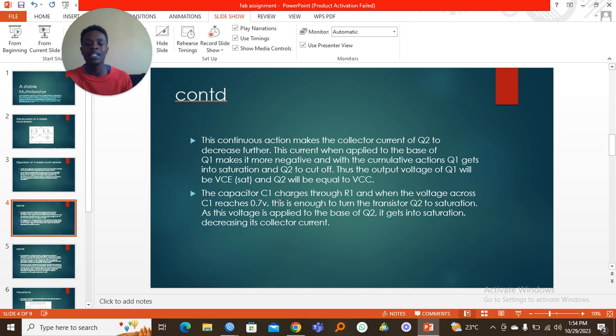The capacitor C1 charges through R1, and when the voltage across C1 reaches 0.7 volt, this is enough to turn transistor Q2 to saturation, as this voltage is applied to the base of Q2. This 0.7 volt is the voltage used to bias the transistor so that it can start conducting.